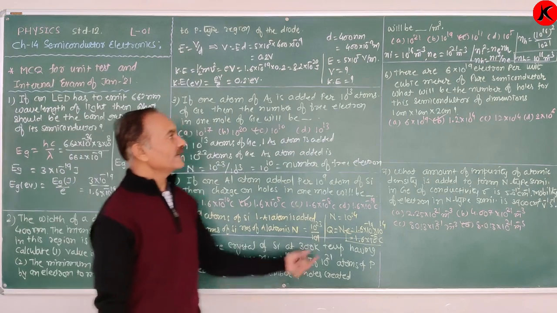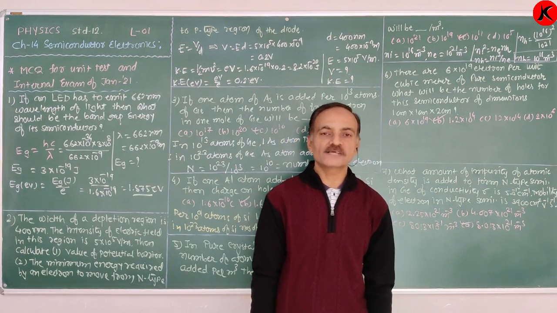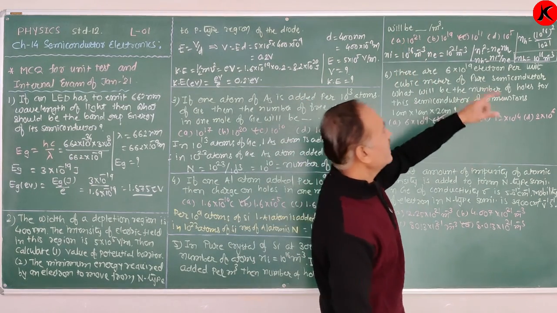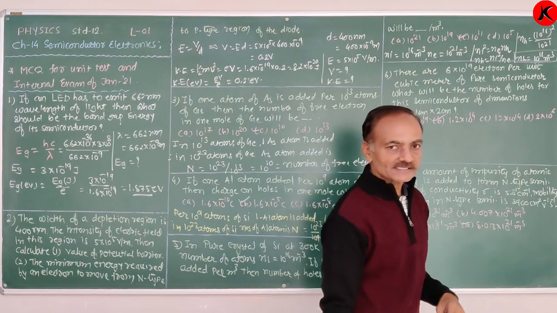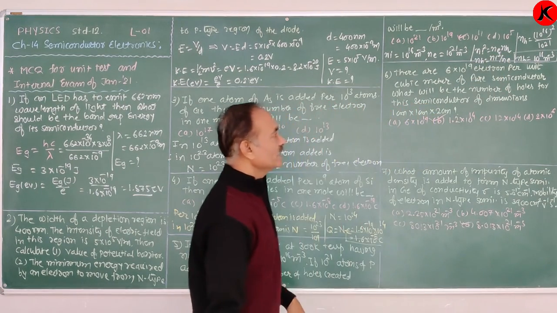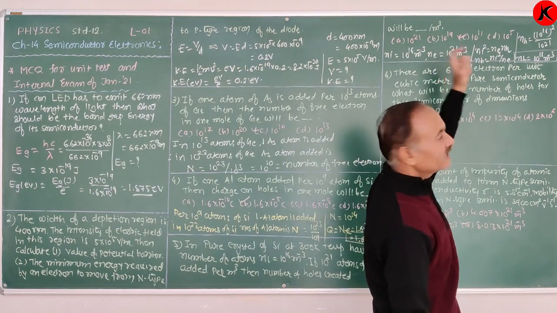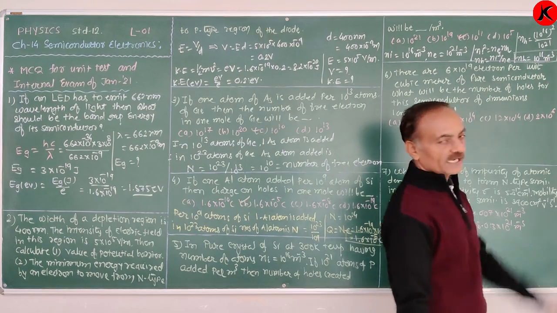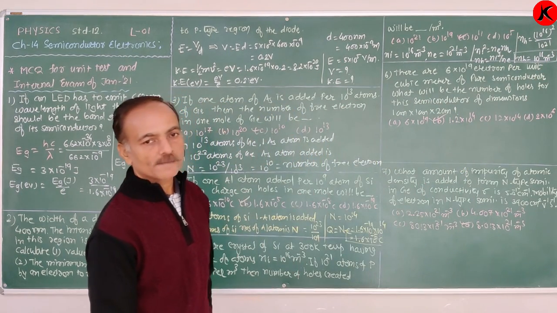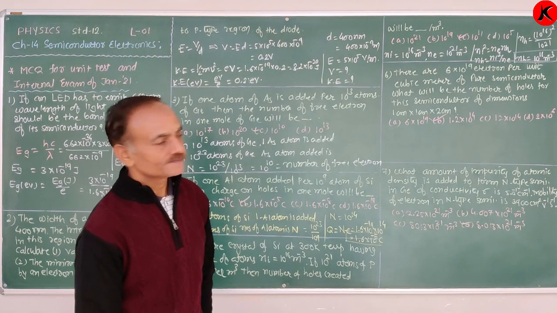Then the number of holes created will be, so what is the number density of the holes? So we know that Ne is given. Ni square is equal to Ne into Nh. Therefore, Nh is equal to Ni square upon Ne, (10^16) whole square upon 10^21. Therefore, 10^11 per meter cube. That is the number density of the holes.